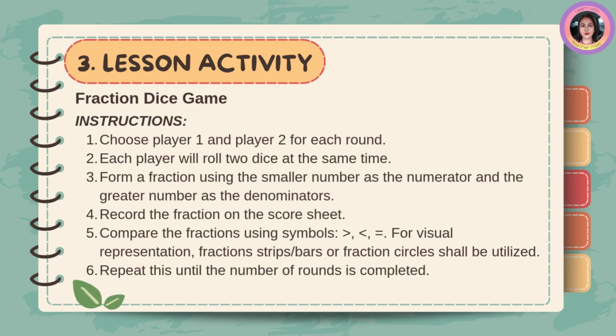Form a fraction using the smaller number as the numerator and the greater number as the denominator. Record the fraction on the score sheet. Compare the fractions using symbols greater than, less than, or equal. For visual representation, fraction strips or bars or fraction circles shall be utilized. Repeat this until the number of rounds is completed.